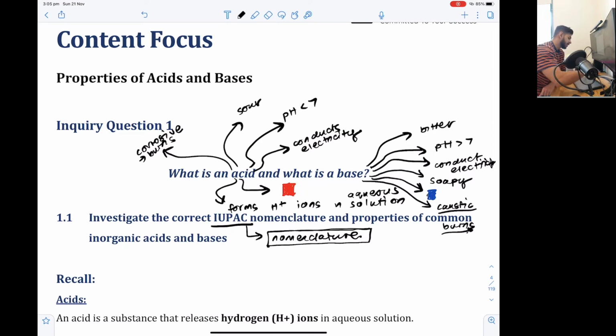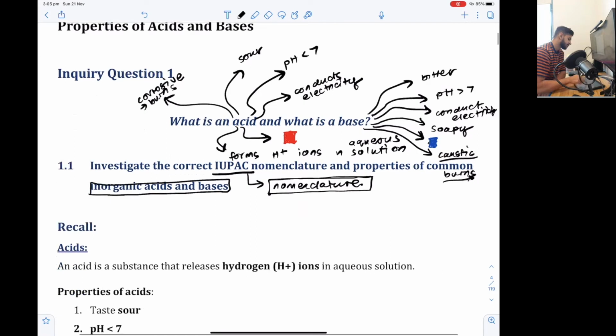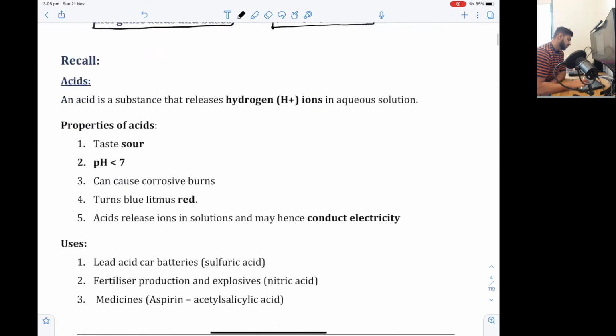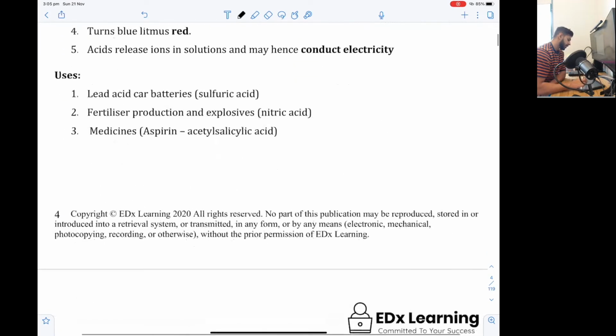Now, we're going to be naming inorganic acids and bases, but before I talk about inorganic acids and bases, what makes an acid organic or inorganic?